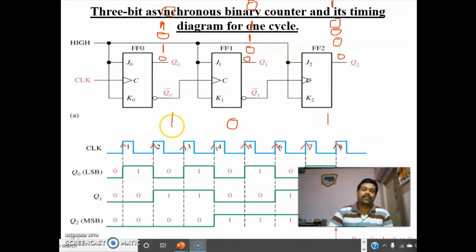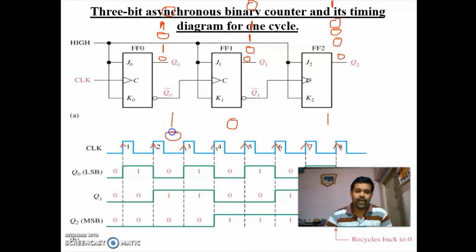So during the next clock pulse, this flip-flop will change to 0. At that time, you are having 1 here. So this will conduct, and this 0 will change to 1. At that time, you are having 0. So this flip-flop will not conduct. So the same 1 will be coming as the output.